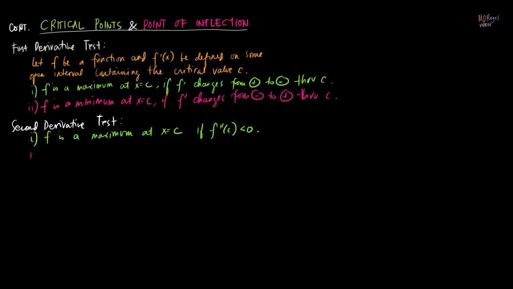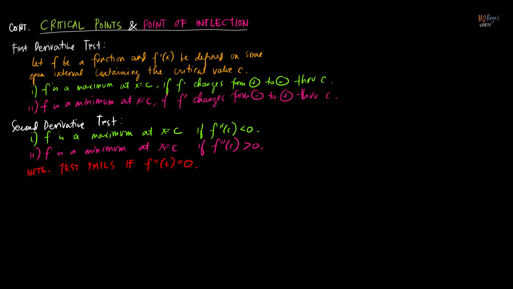On the other hand, f is a minimum at c if f double prime of c is greater than 0. Now we note that the second derivative test fails if we get f double prime of c equal to 0. That's why the second derivative test doesn't always work.